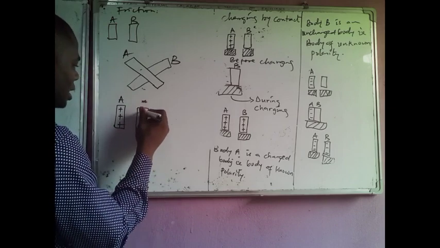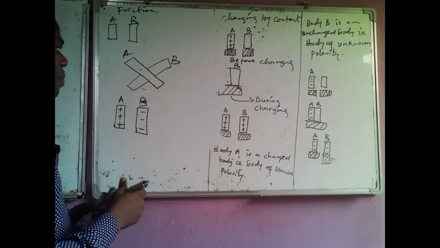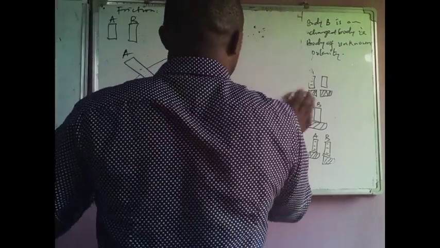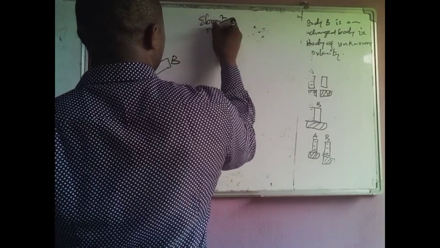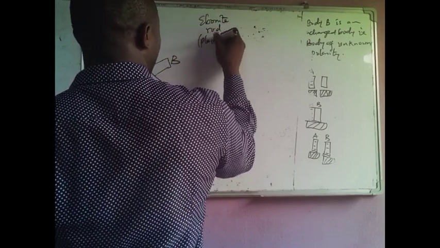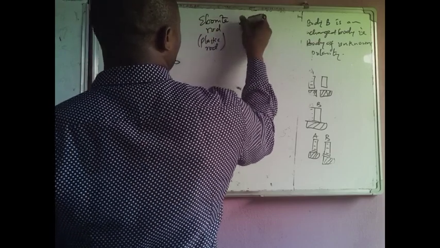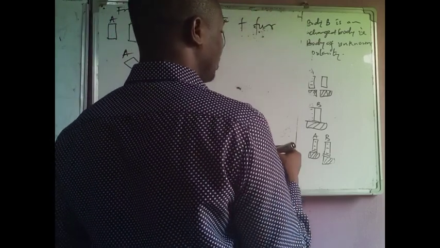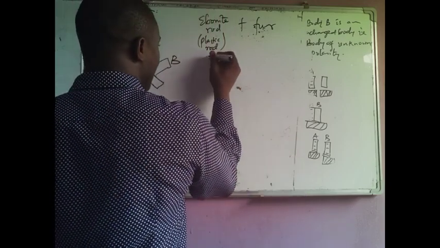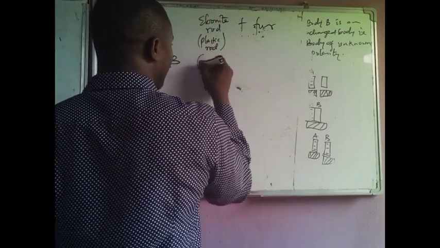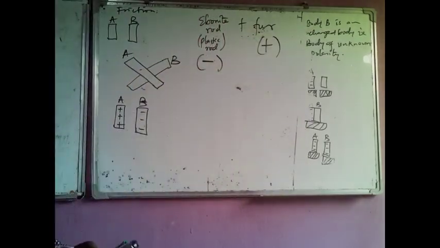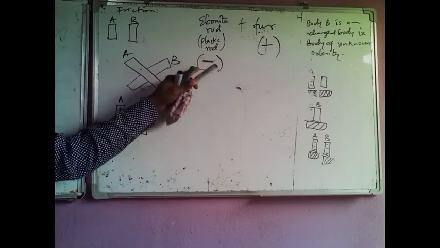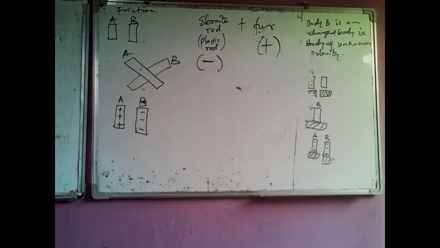will acquire negative charge. Example of this, we talk about ebonite rod, or what you call plastic rod, plus fur. That is charging by friction. At the end of the charging process, ebonite becomes negatively charged, as fur becomes positively charged. What happened? Fur is positively charged because it loses electrons to ebonite, and ebonite acquires electrons to become negatively charged.